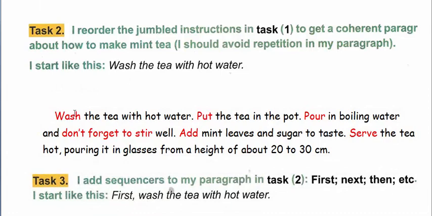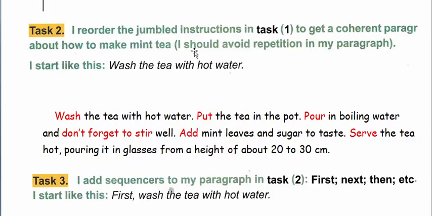You can start like this. So, wash the tea with hot water. This is the first step you should do. Put the tea in the pot. Pour in boiling water and don't forget to stir well. Add mint leaves and sugar to taste. Serve the tea hot, pouring it in glasses from a height of about 20 to 30 centimeters.